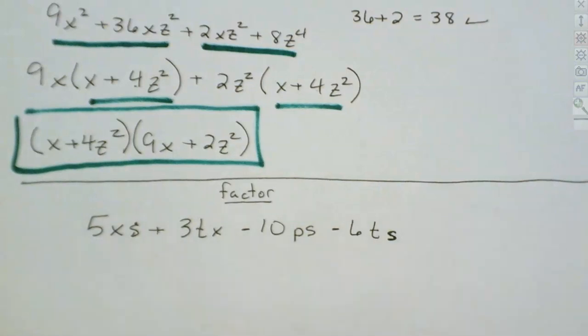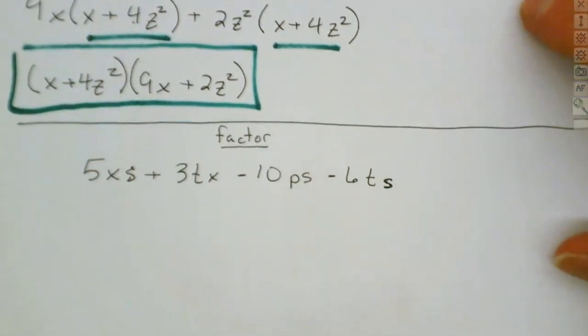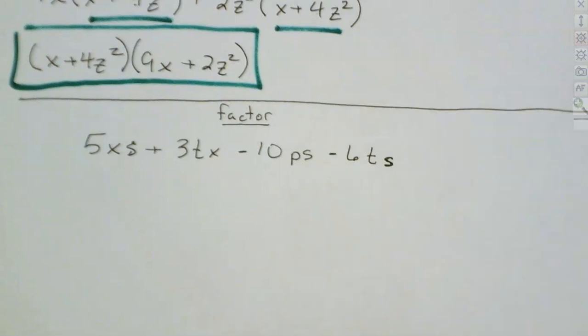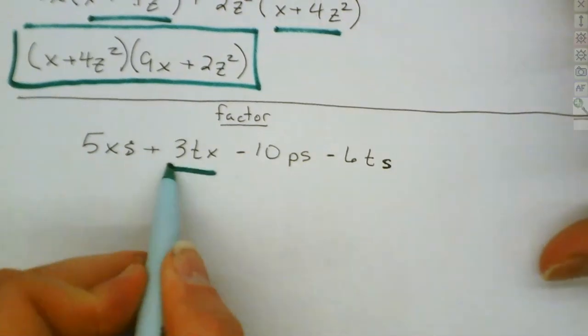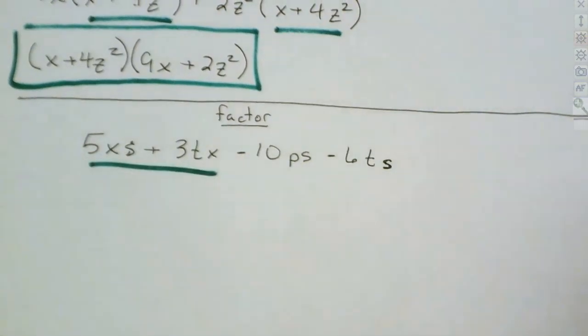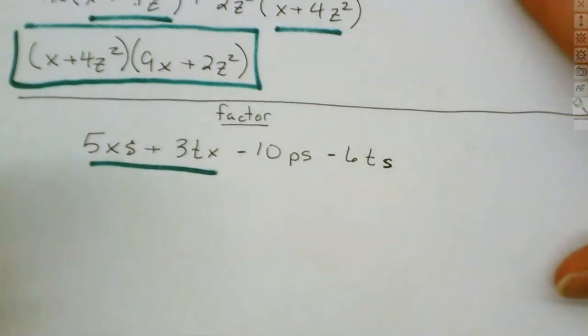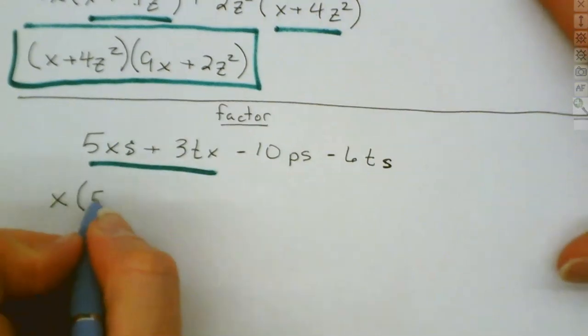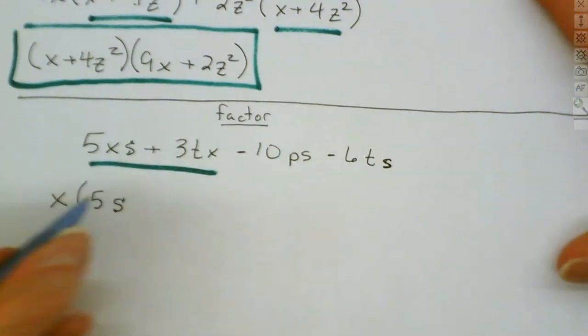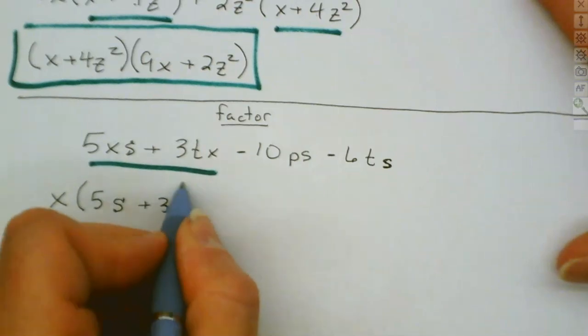Okay, so how do we factor this one? How many terms do we have? Always count the number of terms. We have 4 terms. No perfect squares, so I'm not going to try to group the first 3 together. What I'm going to do is group the first 2 together, because those have something in common. And what do they have in common? Well, these have an x in common. And that's going to then leave you with a 5s plus 3t.